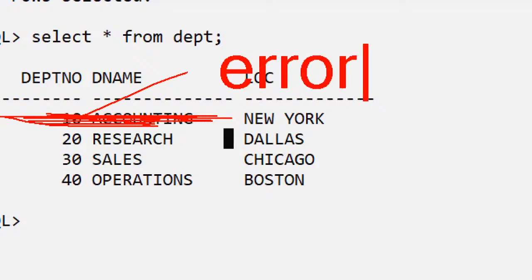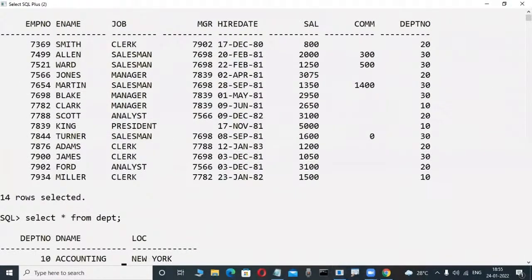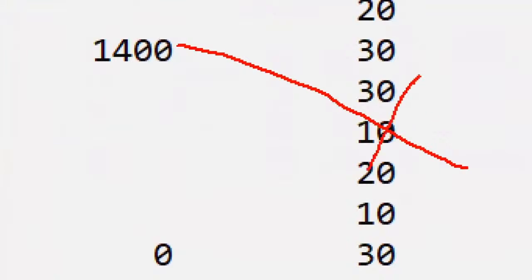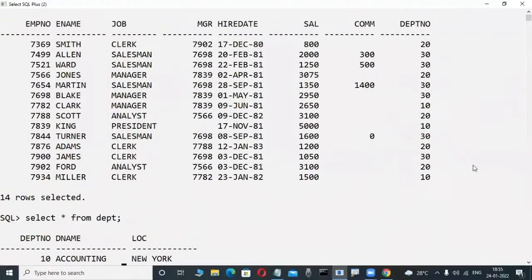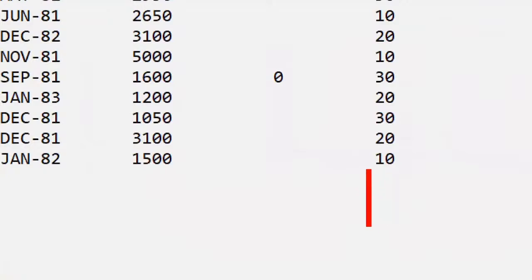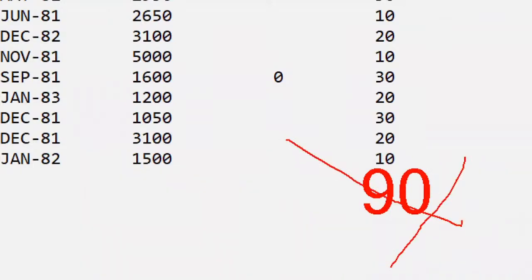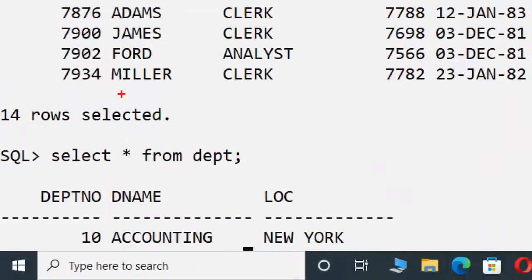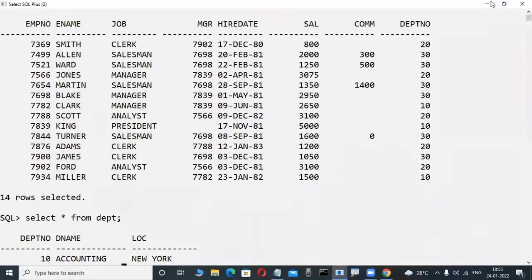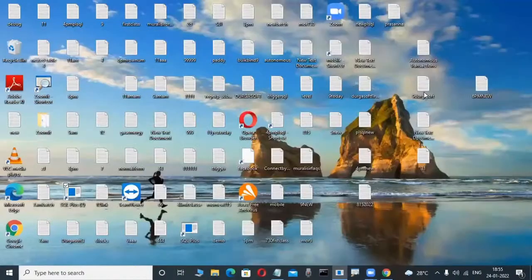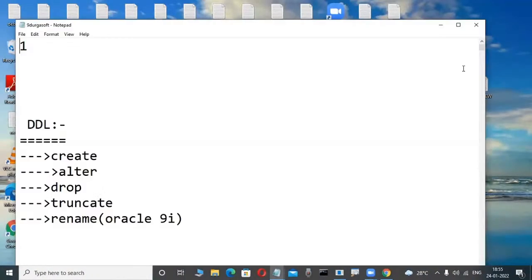Because already that data is available in this child table. That's why if we try to delete a master table record, it won't work. Again, suppose I try to insert 90 in a child table record, other than a master table record, it won't work, because this 90 is not available in the master table. Like this, so many rules are there, most powerful. Those are all the things you are learning in our course in future.